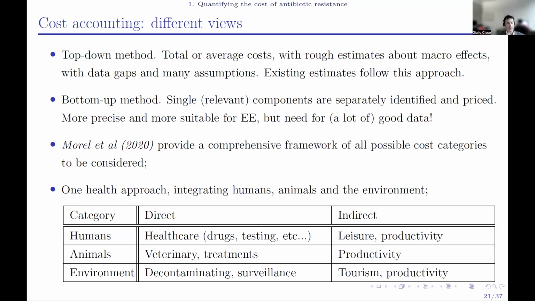There is a very comprehensive paper by Morel et al. in which they considered all the possible costs in antibiotic resistance. They provide a huge list of direct and indirect costs in all the spheres in which resistance is applied. So healthcare for humans, the treatment of animals, and the environment.